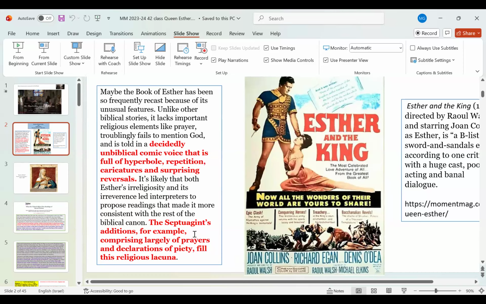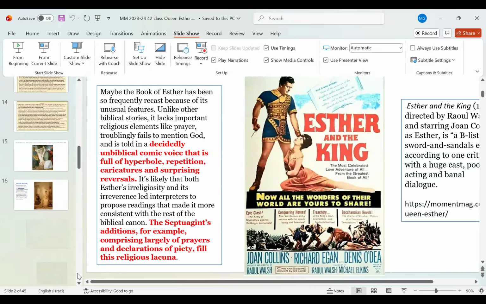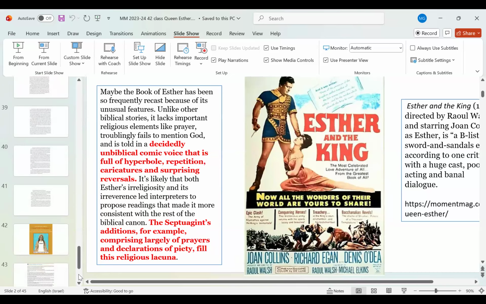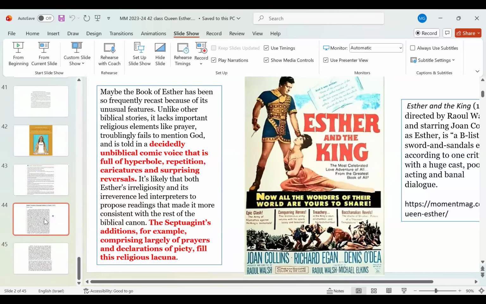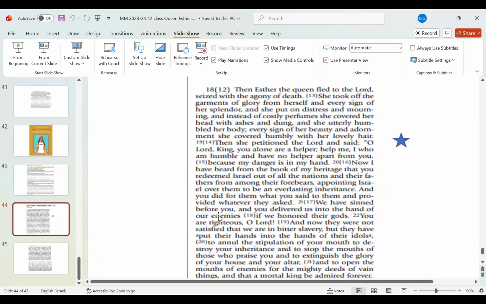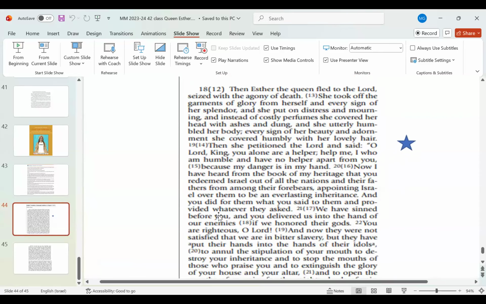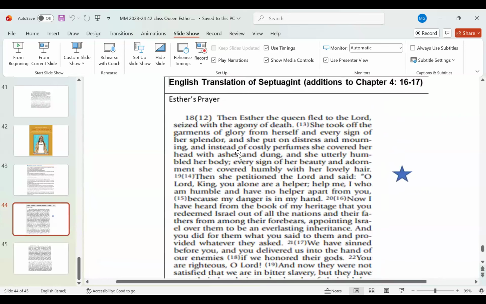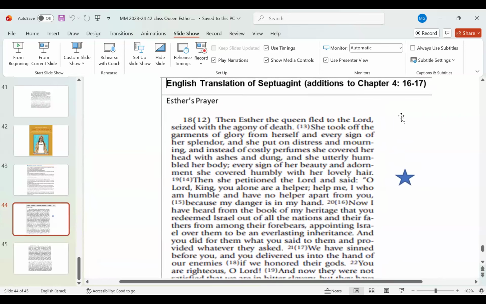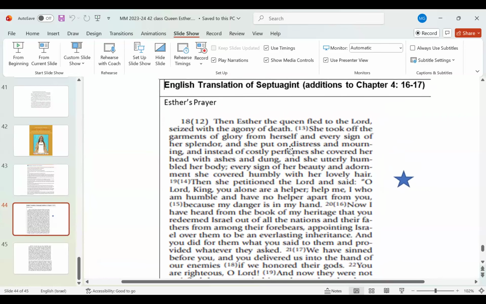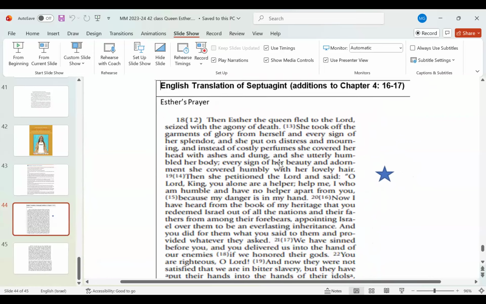What's really interesting, and hopefully I'll get to that at the very end, is that the Septuagint actually added a prayer at the very end to fill in this gap. So I can just show it to you. I never get to it, so maybe I'll just show it to you at the beginning. This does not appear in the Hebrew. This is in the Septuagint, and they've added on to chapter 4. They've added on a whole prayer here.